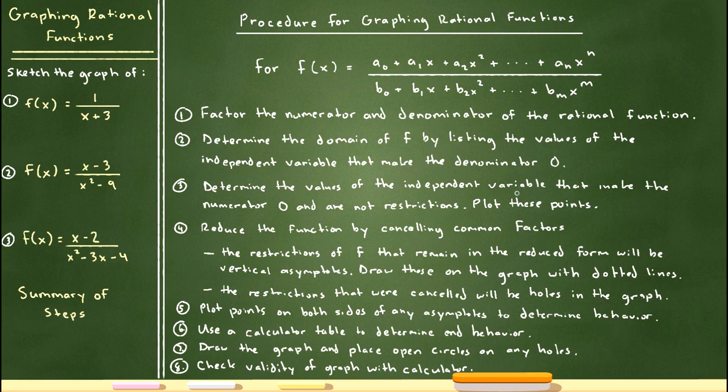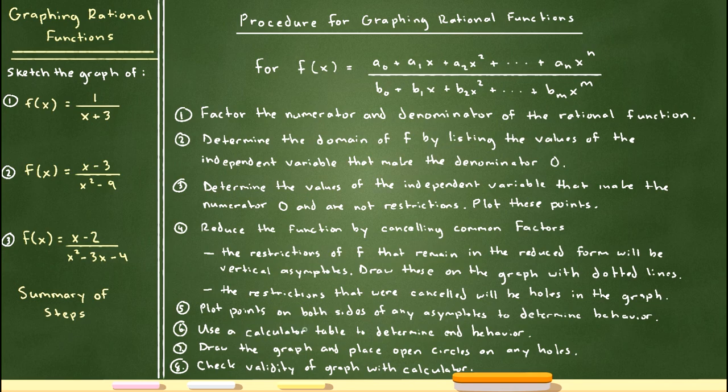Those are the x-intercepts. Next, we reduced the function by canceling common factors. If you had restrictions that remained after the simplification, those are going to turn into vertical asymptotes, and we drew those as vertical dotted lines. The restrictions that were canceled turned into holes in the graph. So we saw that in example number 2. Next, we wanted to plot points on both sides of the asymptotes to determine the behavior of the graph.